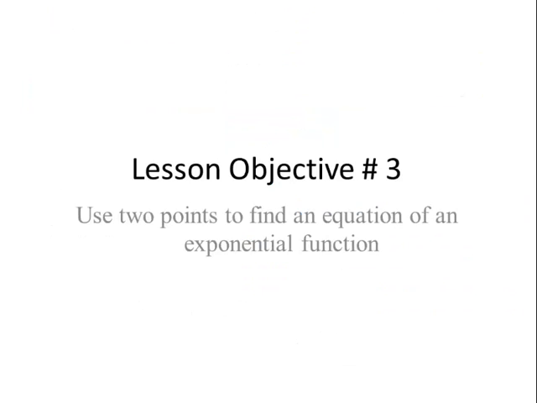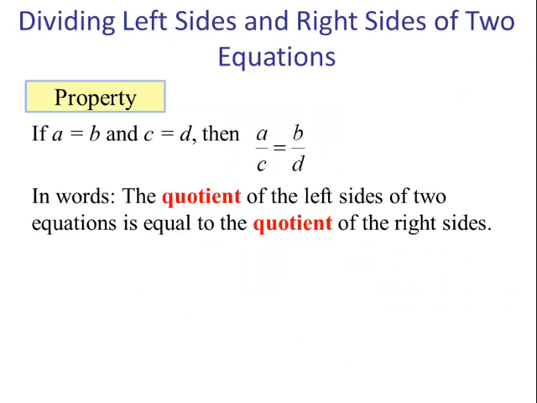Lesson objective: the division property of equality. If a equals b and c equals d, then the equation a divided by c equals b divided by d. In words, the quotient of the left sides of two equations is equal to the quotient of the right sides. Now let's look at an illustration.